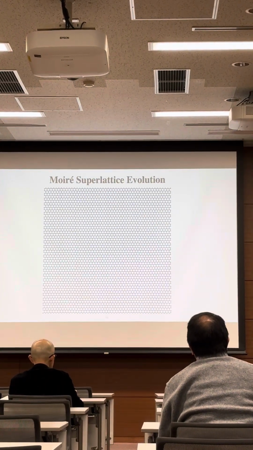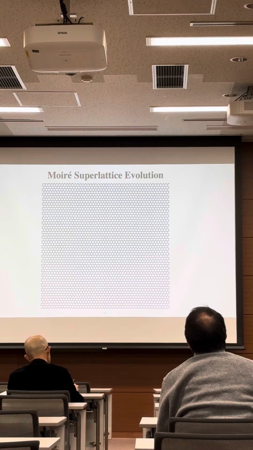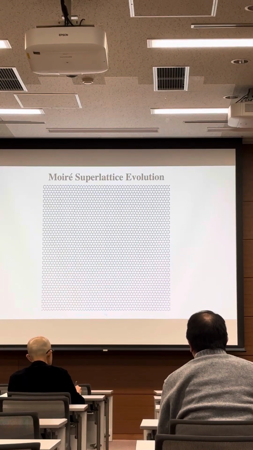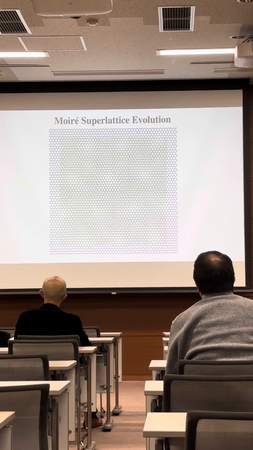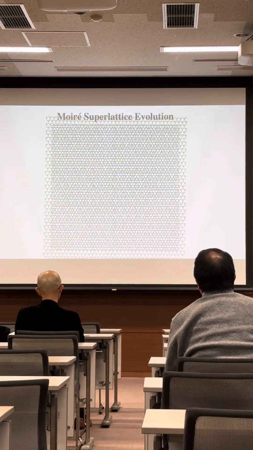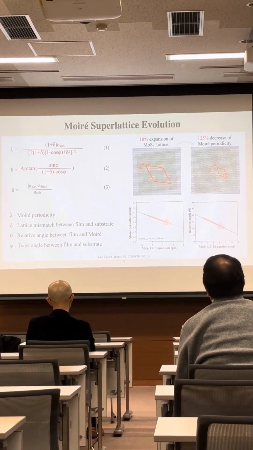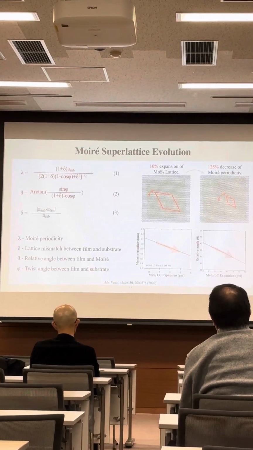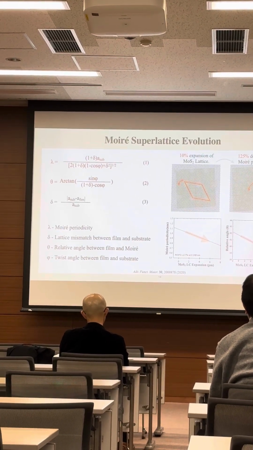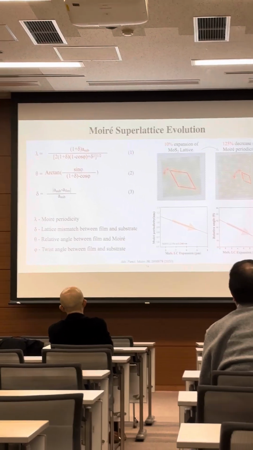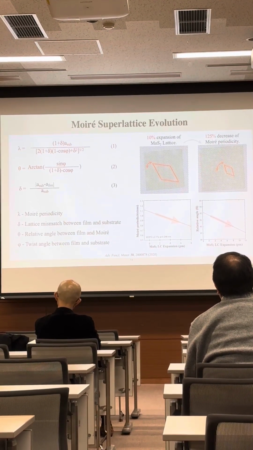For those who are unfamiliar, a Moiré pattern is a larger superlattice that appears if we stack two periodic layers on top of each other, just like the animation that I'm showing right now. This superlattice pattern is very common in our daily life and can also be observed at the atomic scale. For any 2D material, given a lattice mismatch between two stacked layers with different twist angles, it is very simple to determine its Moiré superlattice, where lambda is the Moiré periodicity, delta is the lattice mismatch between the film and the substrate, theta is the relative angle between the film and the Moiré, and phi is the twist angle between the film and the substrate.